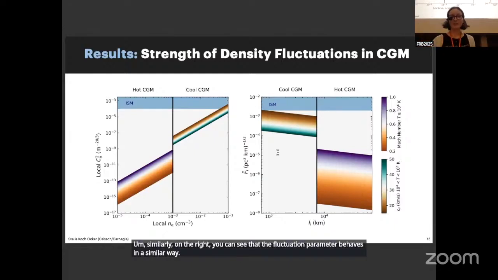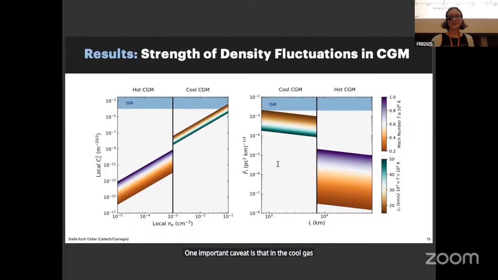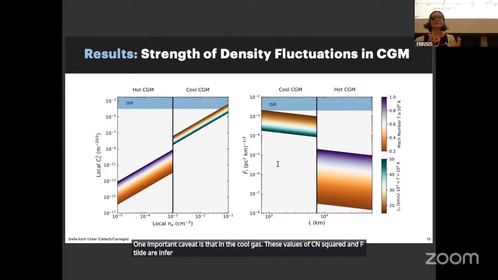One important caveat is that in the cool gas, these values of Cn squared and F tilde are inferred based on properties of turbulence within individual cool clouds. And so these are really local quantities.